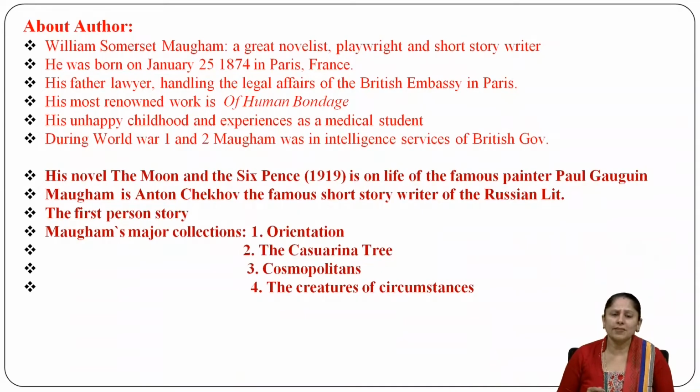His novel The Moon and the Sixpence is on the life of the famous painter Paul Gauguin. Maugham is following Anton Chekhov, the famous short story writer of Russian literature. He is very much influenced by Anton Chekhov. His technique of short story writing, that also you should keep in your mind, was the first person narrative technique. Maugham's major collections were Orientation, The Casuarina Tree, Cosmopolitans, The Creatures of Circumstance. These were his collections of short stories.